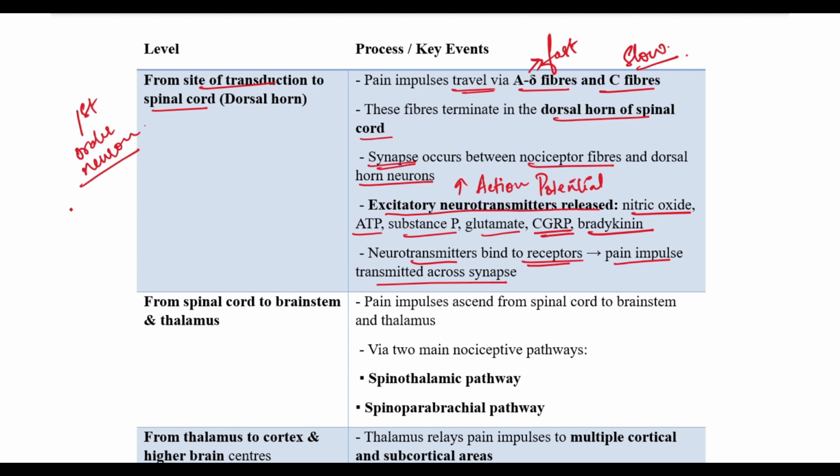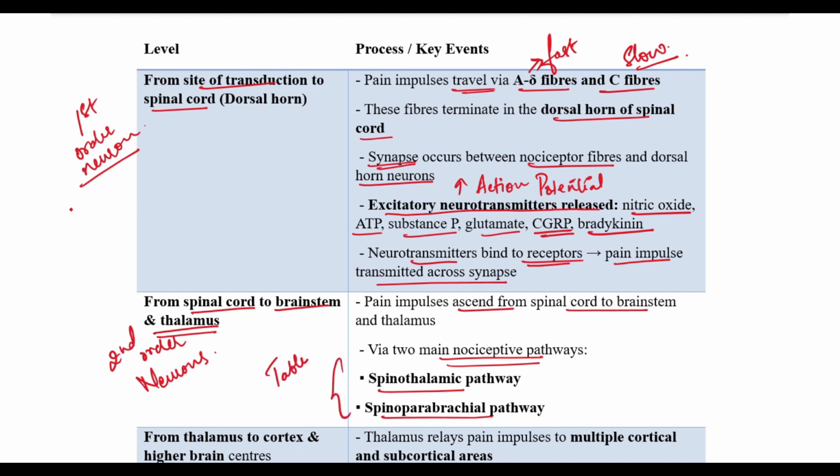Now from the dorsal horn of spinal cord, the pain impulse is transmitted to the brainstem and thalamus via the second order neurons. The pain impulse will ascend from the spinal cord to the brainstem and thalamus via the 2 nociceptive pathways, which is the spinothalamic tract and the spinoparabrachial pathway. Now the difference between these two will be seen in the table below in detail.